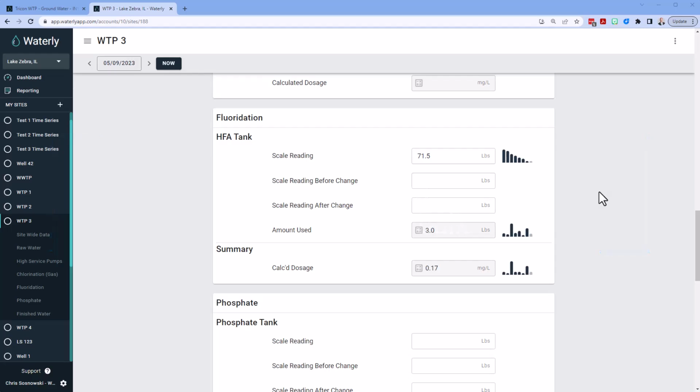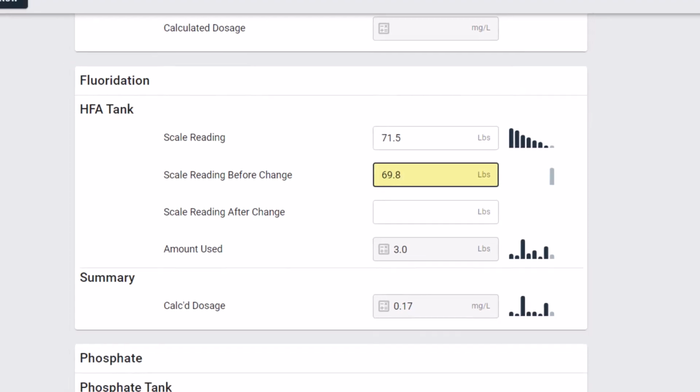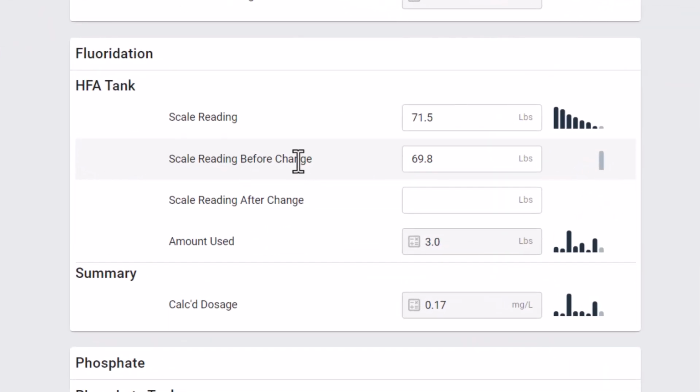So in this second example, we're looking at a liquid chemical tank. And I am standing next to the tank in the afternoon as the bulk truck is filling up to fill this tank. And someone took rounds this morning and wrote down 71.5 pounds. But this afternoon, now that I'm there, I can see that the tank level is a little bit lower. And it's at 69.8 pounds. And I can go ahead and save that because I'm going to take that scale reading before the tank is filled from bulk.